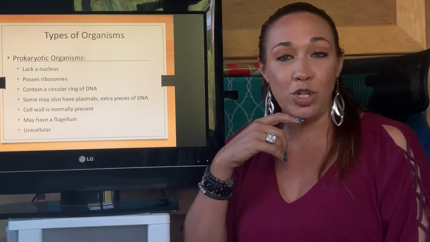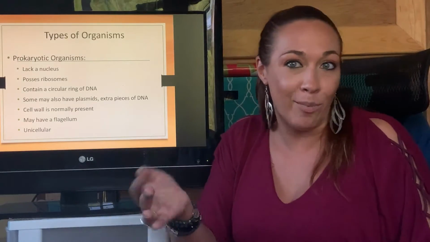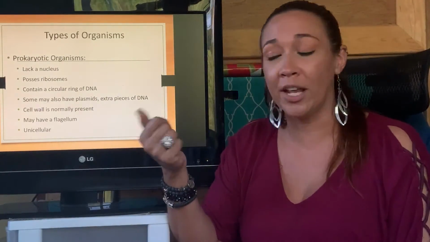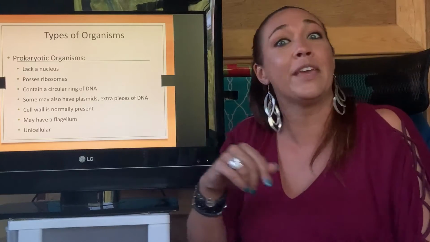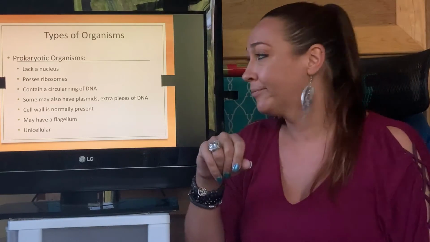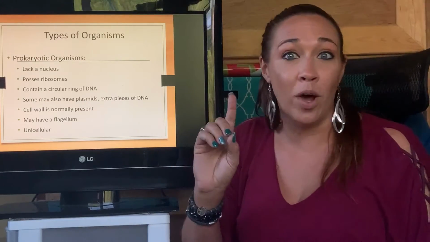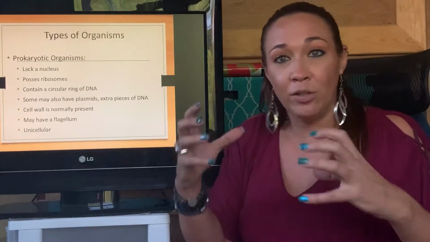A lot of them have a flagella, so you can think of like an animal sperm cell. You know, like the whip-like tail, that's a flagella. And that's how these little bacteria get around. And you're like, bacteria move? Yes, they do, with flagella. And all bacteria are unicellular, so there's only one. You don't have a multicellular bacteria.